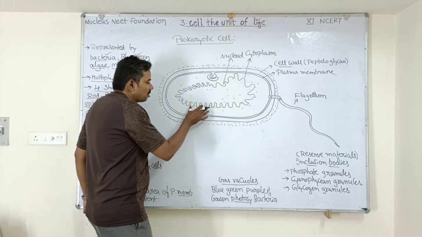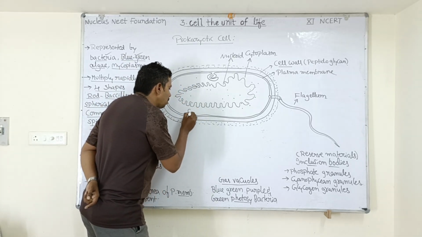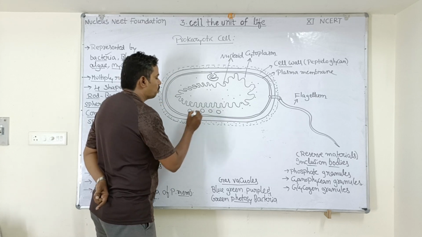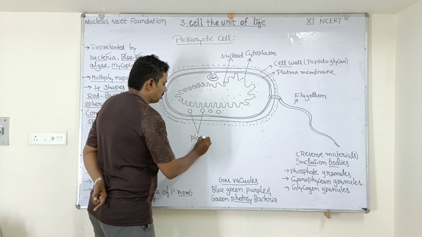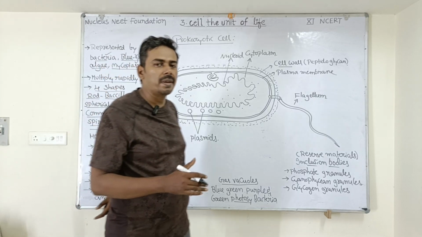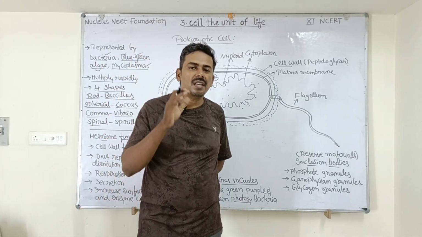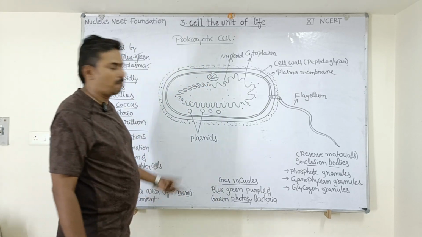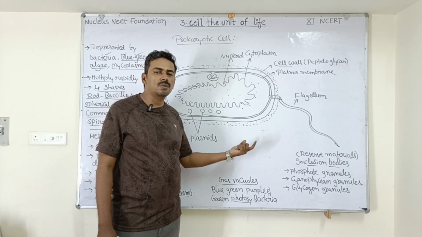Okay. In addition to this circular DNA, there are small circular DNAs. Small circular DNAs are also present in many copies. These small circular DNAs are called plasmids. These plasmids control several phenotypic characters. The most important phenotypic character they control is resistance to antibiotics. Note down this point, students. Plasmids control a phenotype that is called resistance to antibiotics.